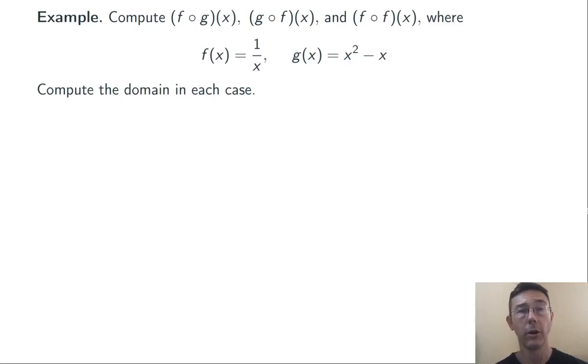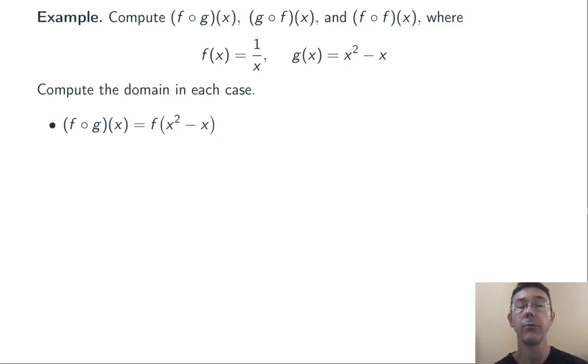This is a more involved example. We have two functions, f of x equals 1 over x, and g of x equals x squared minus x. We want to compute f composed with g, g composed with f, and f composed with f. In each case, we want to find the domain. Let's start with f composed with g. So, f composed with g is f of g.